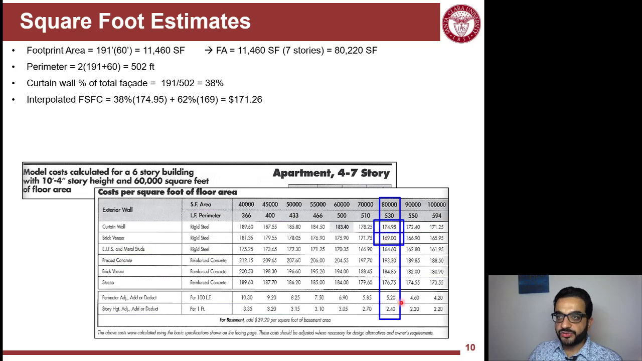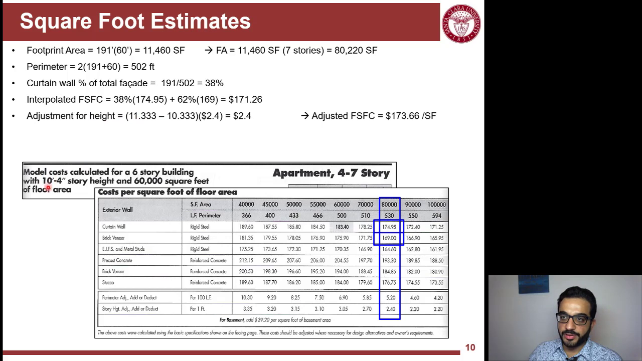Now I need to make any adjustments to that. I need to adjust for the height, because the model square foot that I have in the book is 10 foot 4 inch, but the case I have is 11 foot 4 inch. So there is 1 foot difference. And for every foot of difference, I have 2.4 extra dollars per square foot. So this means I need to adjust my square foot cost accordingly.